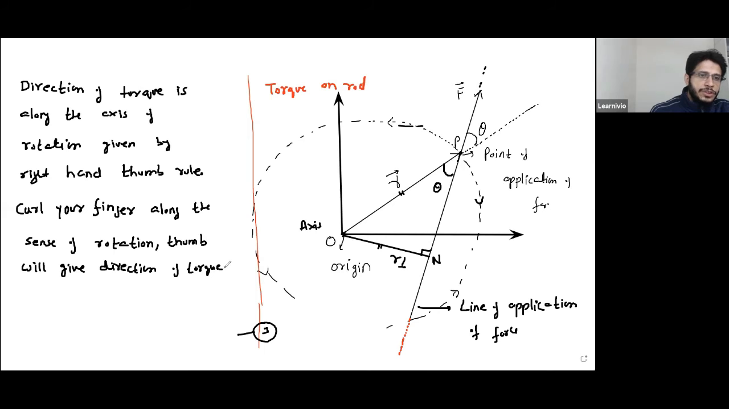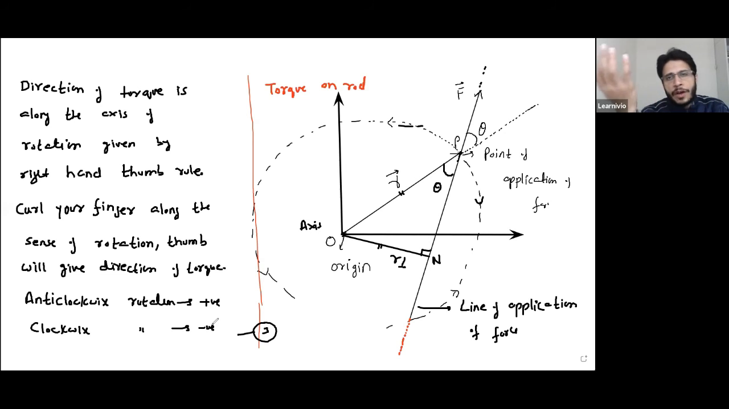And there is one convention which says that if the rotation is anti-clockwise, we take this as positive, means torque due to anti-clockwise rotation, or the torque which causes anti-clockwise rotation is positive, while we take clockwise rotation as negative. This convention is just due to the fact if the rotation is anti-clockwise, then your thumb is going outwards. Your thumb is along positive z-axis. That's why anti-clockwise rotation is positive. But if your rotation is clockwise, then your thumb is going inwards into the plane of the board. And into the plane means negative z-axis. That's why we are considering that clockwise rotations are negative.